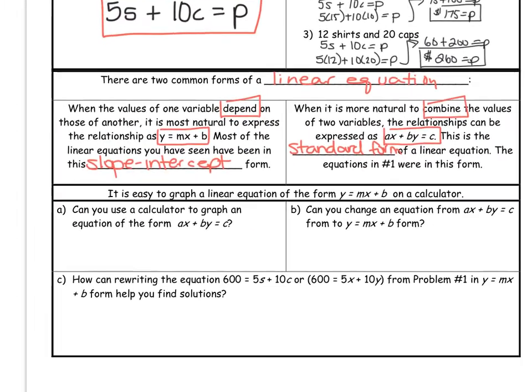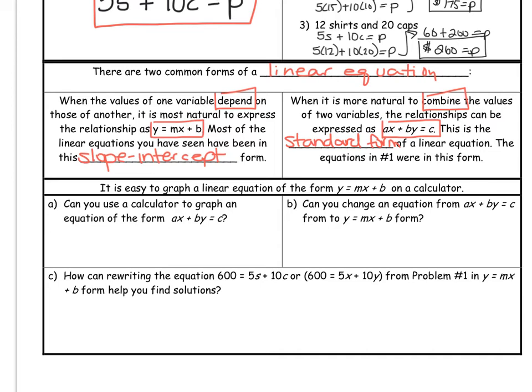So it's easy to graph an equation in slope-intercept form, which is y equals mx plus b, on a calculator, but can we use the calculator to graph an equation if it's in ax plus by equals c form? And no, because we need our equation in y equals. So can we change the equation from ax plus by equals c to slope-intercept form so that we can put it in the calculator? And the answer to that is yes. So how do we do that?